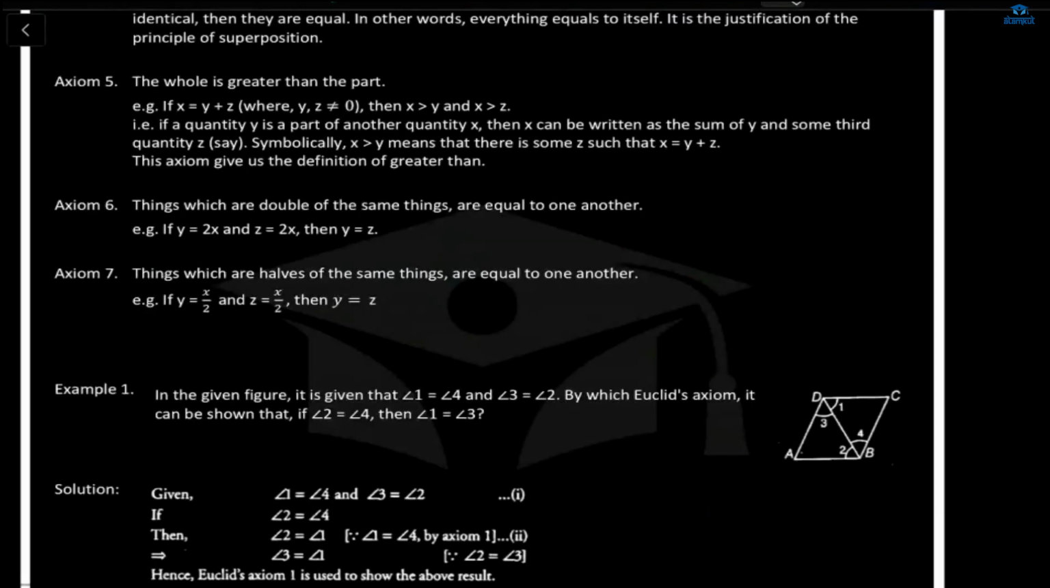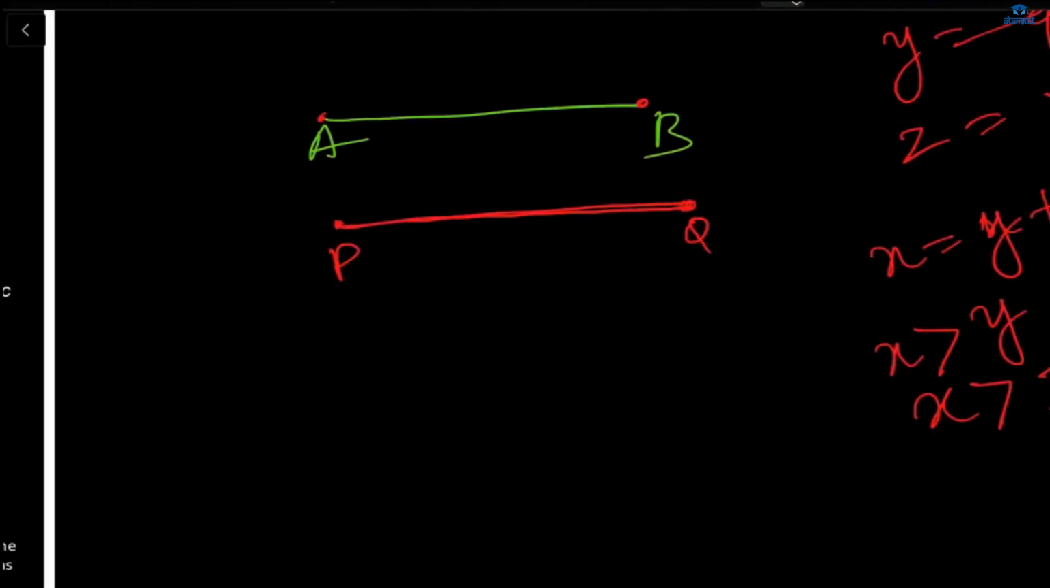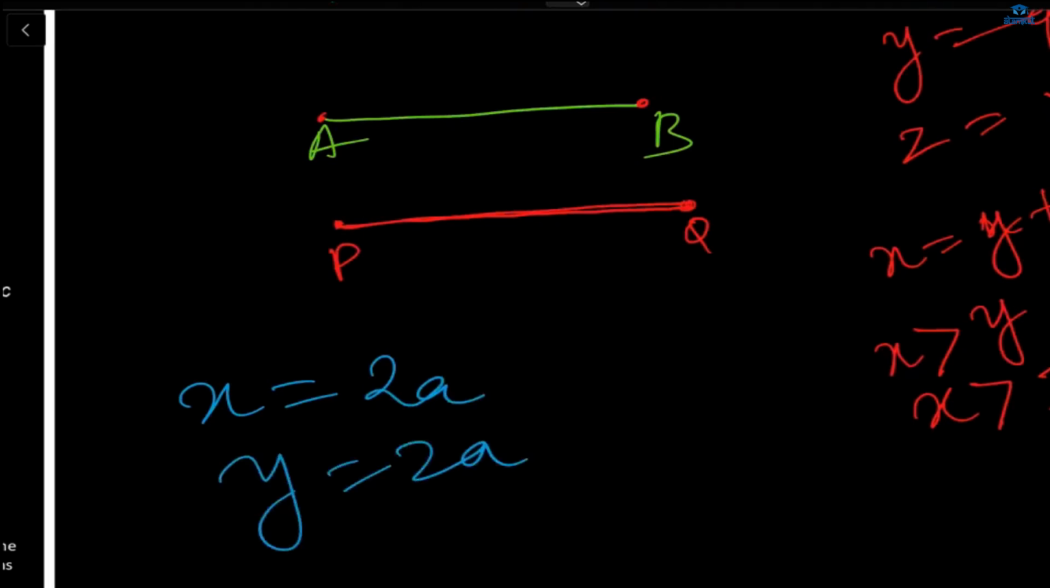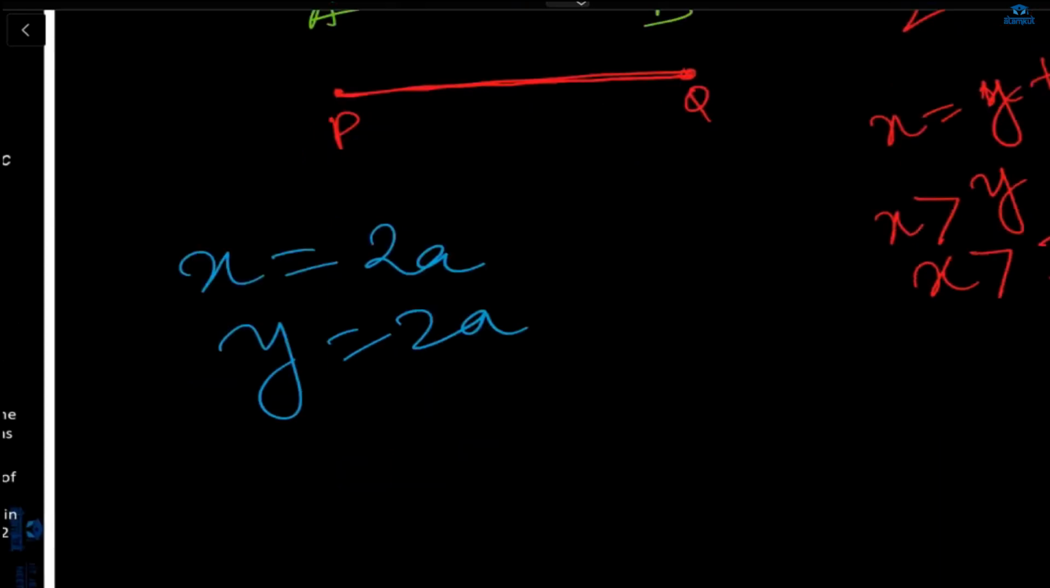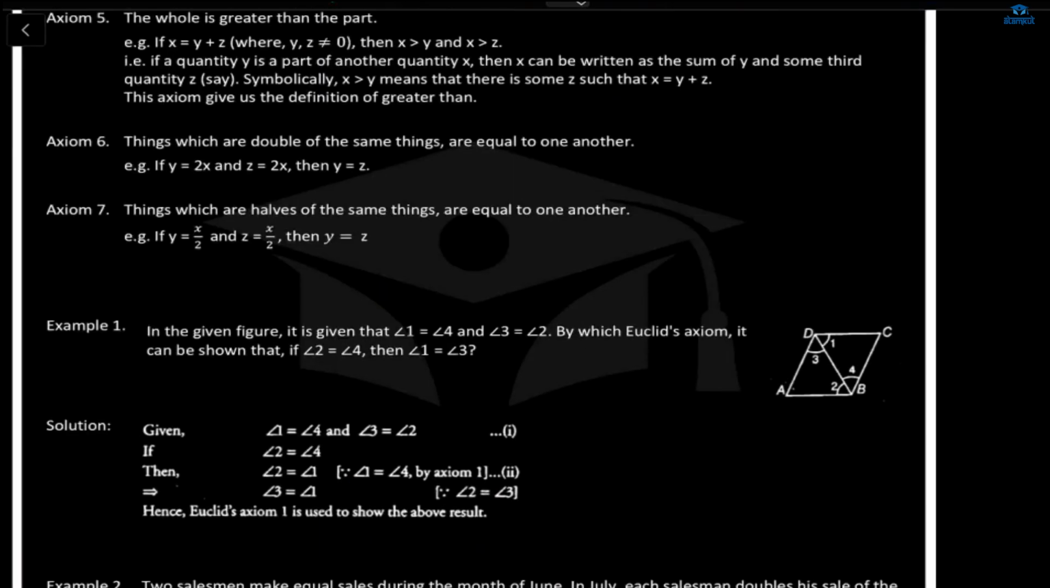Now, things which are double of the same thing are equal to one another. So it is written that, for example, if x is equal to 2a, and y is also equal to 2a, both the things are equal to double of the same thing. So both will be equal to each other or not? Yes, ma'am. That is how it is written in the statement form. Things which are double of the same thing, the things that are double of other things, are equal to one another.